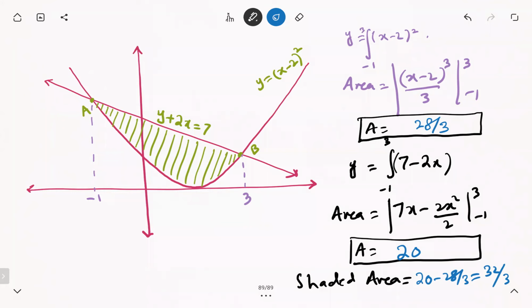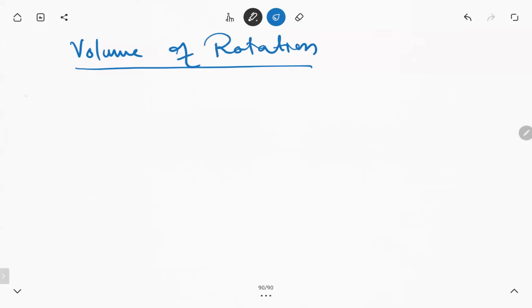Okay, the next thing we have to do today, and the last thing, is that through integration now we will find volume. Before starting the volume, first you need to note down the formulas. Volume of rotation or volume of revolution. Note down the formulas, then I will let you know what volume, what shape.